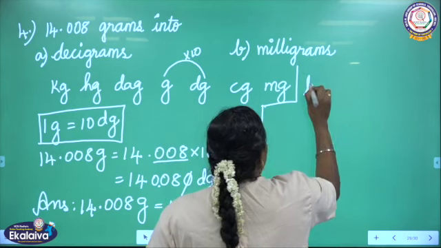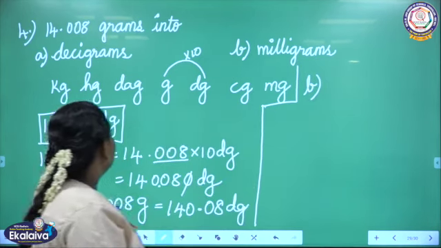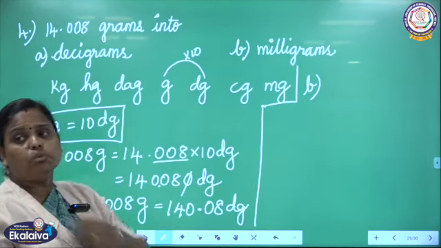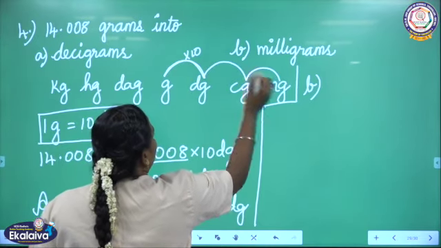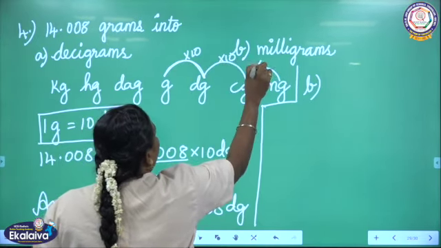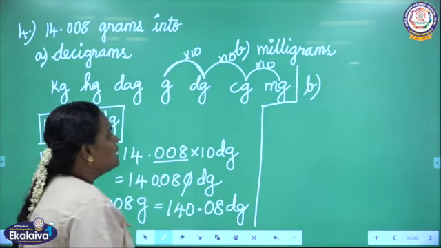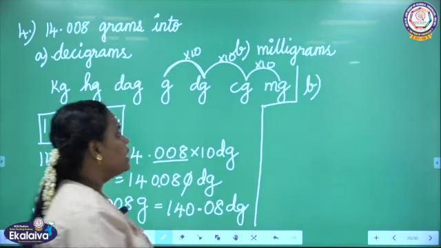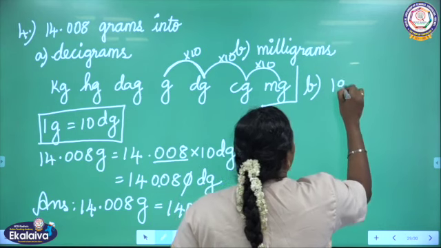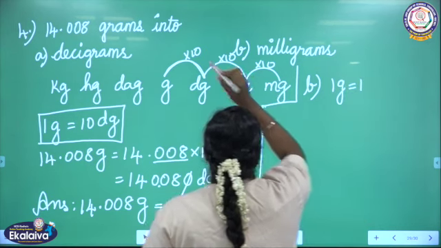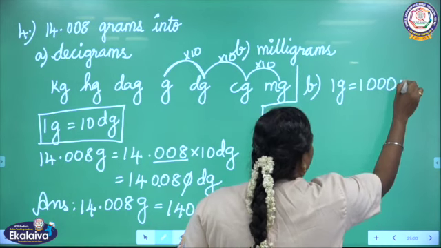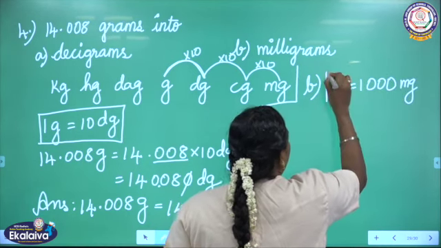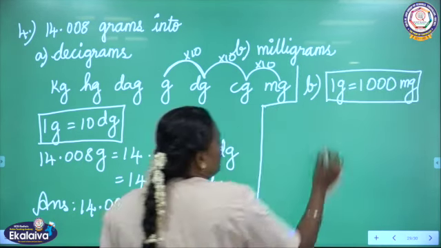Next one, B, we are going to convert gram into milligram. Gram into milligram, how many times, tell me? 1 gram equal to how many milligrams, children? 1 gram equal to 1000 milligram. 10 into 10 is 100, 100 into 10 is 1000.